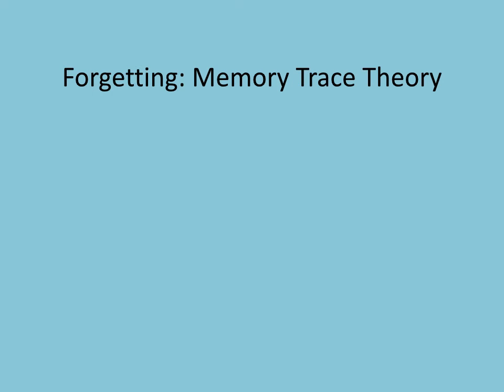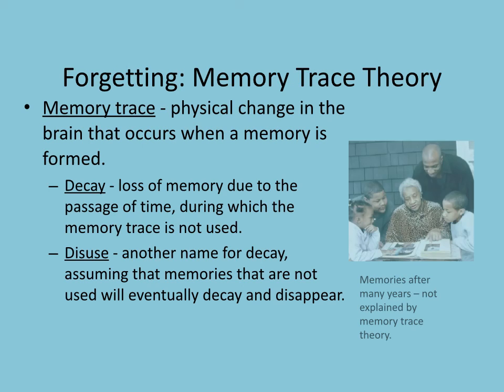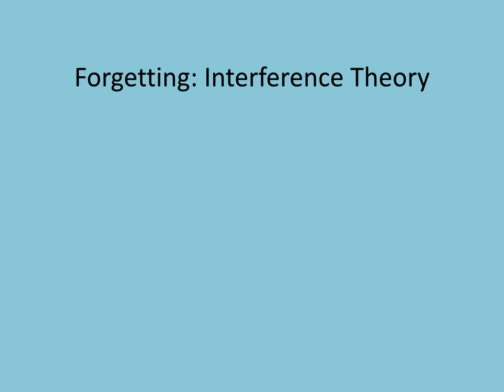Now, forgetting. There is a memory trace theory, which is a physical change in the brain that occurs when a memory is formed. Sometimes there's decay, or a loss of a memory due to the passage of time, which means the brain is just not retaining it, and it's kind of rotting away in your brain and eventually cannot be recalled. Or disuse, another name for decay. Assuming the memories are not used, they will clearly decay and disappear. So if you're not using it, you're losing it, which kind of makes sense.